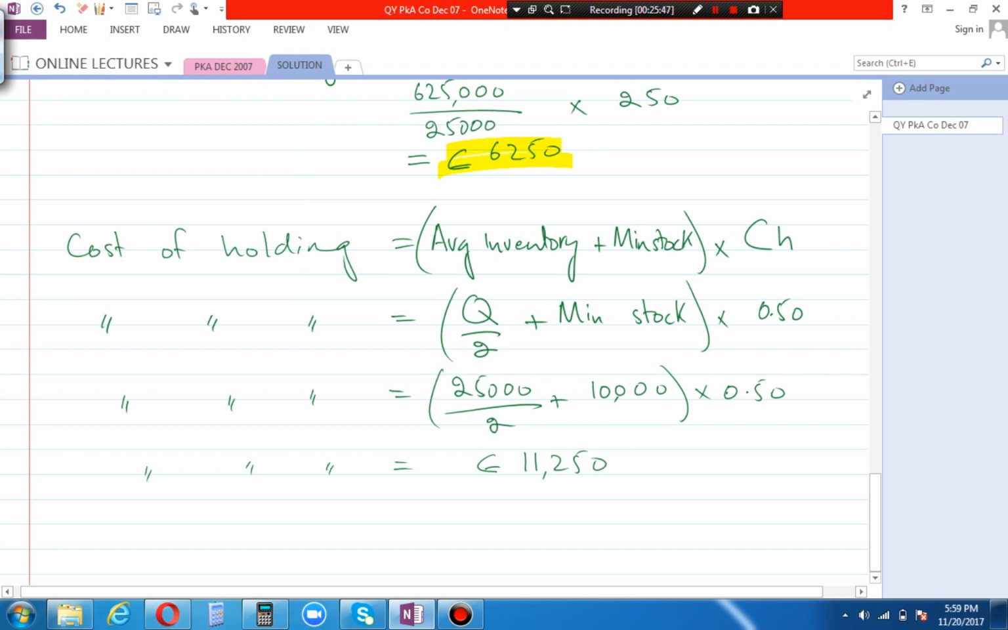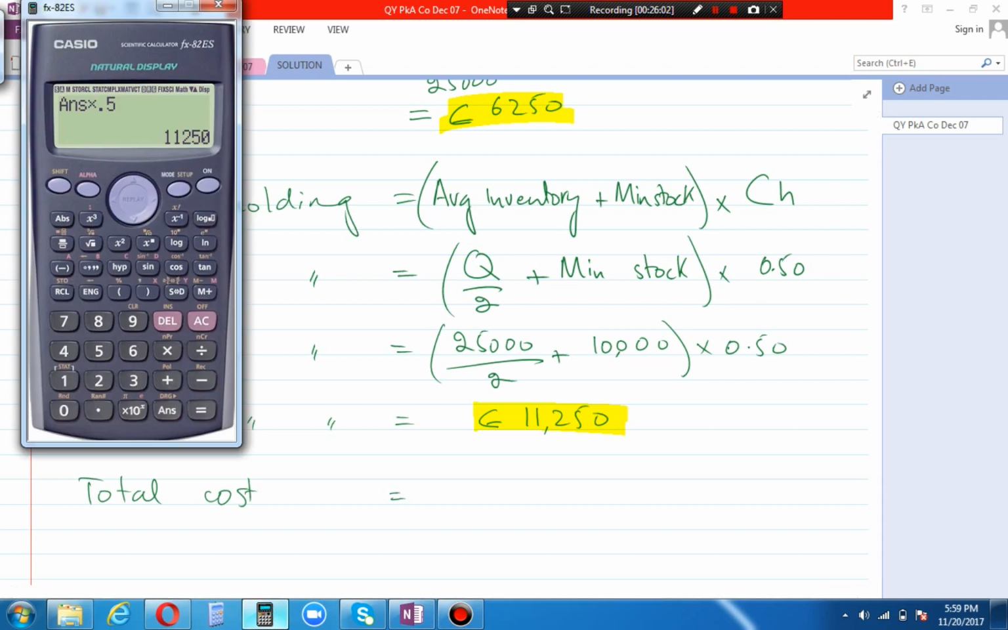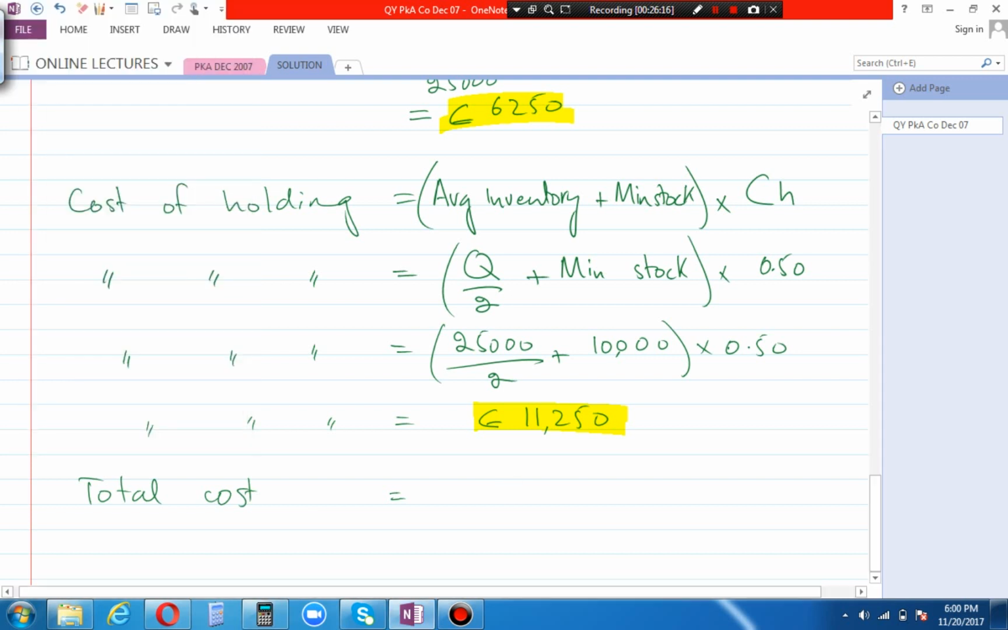So total cost of ordering is 6,250, total cost of holding is 11,250, and when you add them together, this will give you a total cost using economic order quantity, obviously, of 17,500.